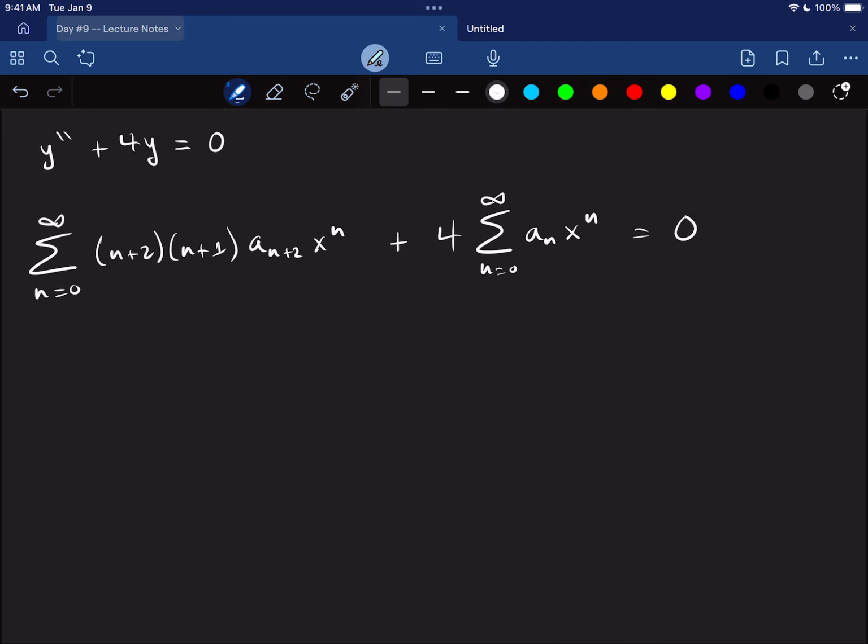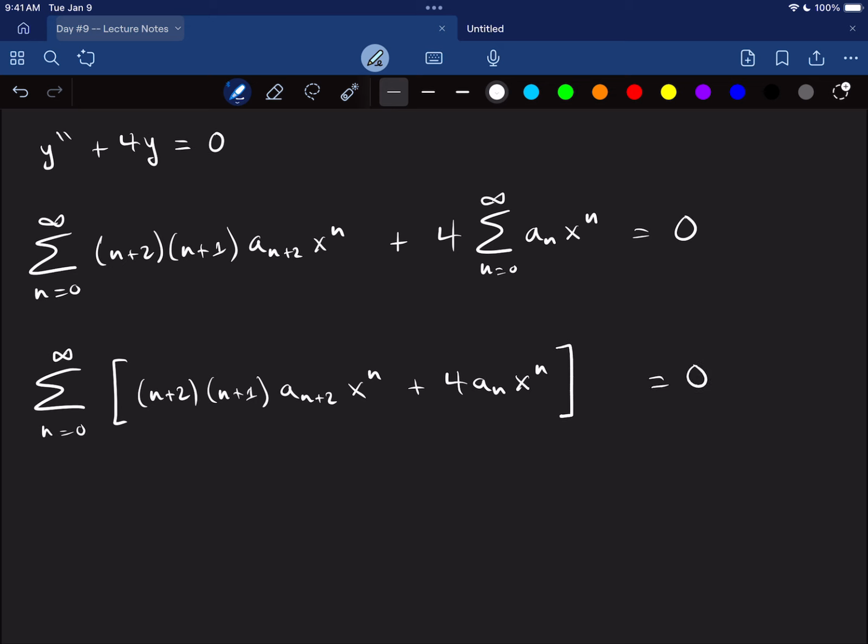Now you might see that's why we re-indexed before, because I was looking ahead and I said I want to be able to combine these into just one power series. And when I do this, I of course just have (n+2)(n+1)a sub n+2 x to the n plus 4a sub n x to the n equals 0.